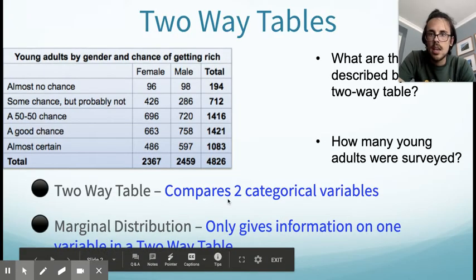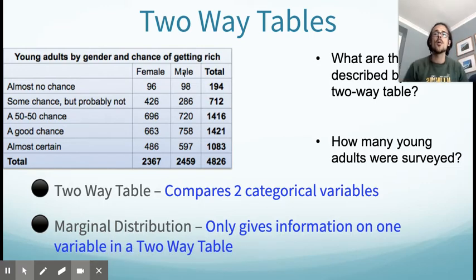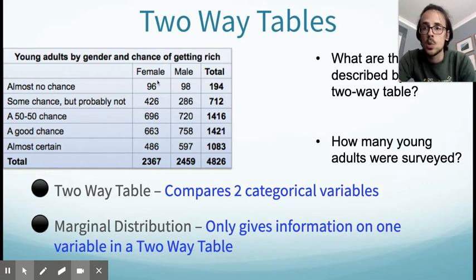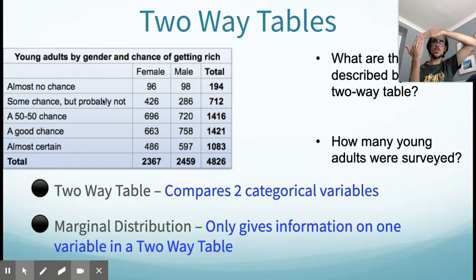We are looking at a hypothetical situation right here. Apparently, we asked a bunch of young adults what they think their chances are of getting rich when they get older. So how likely is it you'll be rich, going anywhere from almost no chance to almost certain. And the results are also broken down by male, female, gender. So we have those two variables. We have your gender, and we have your chances of getting rich. This is an example of a two-way table, which is appropriately named because you have two variables that you're comparing together at the same time.